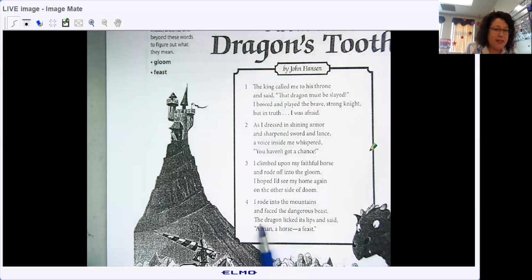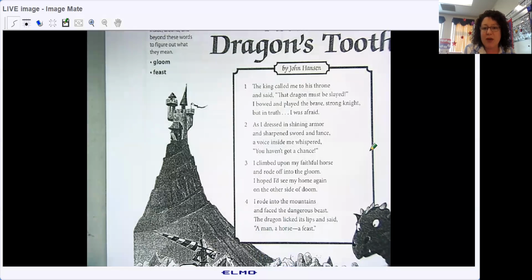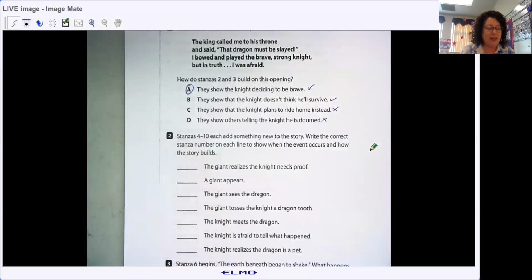I rode into the mountains and faced the dangerous beast. The dragon licked its lips and said, "A man, a horse, a feast."